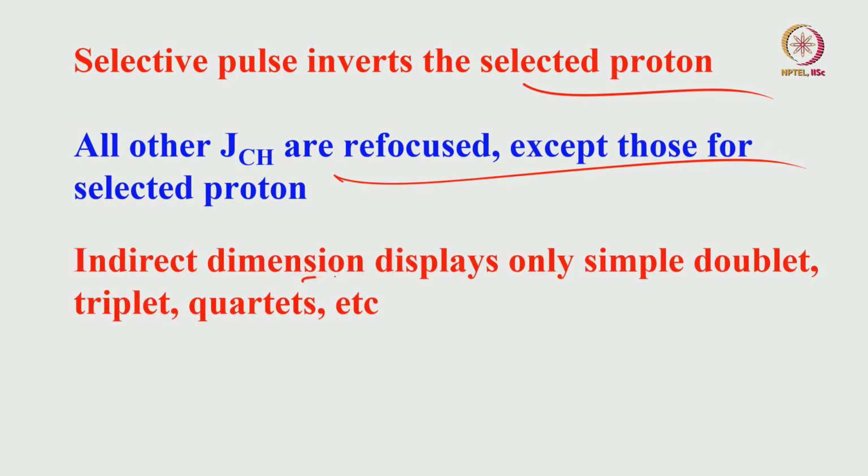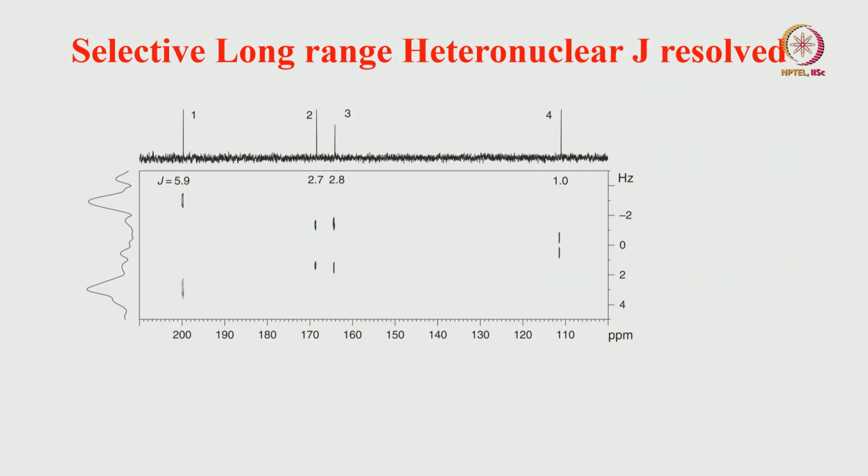So the indirect dimension always displays a simple doublet, triplet, quartet, etc., because one carbon experiences coupling with remote protons, long range coupling. It can be one proton or two protons or three protons. It could be maximum a doublet or a triplet or a quartet like this. This is what happens. This is a selective long range heteronuclear J-resolved experiment of one molecule like this.